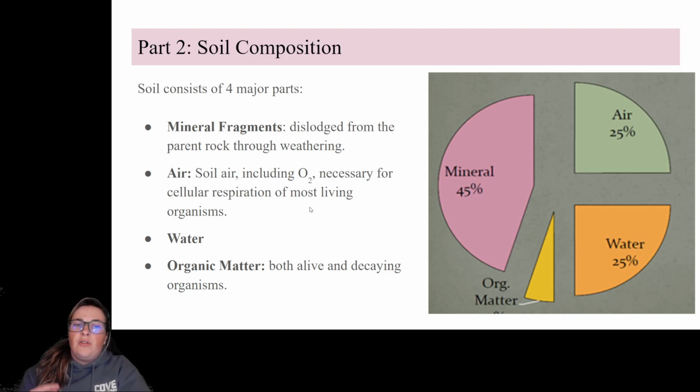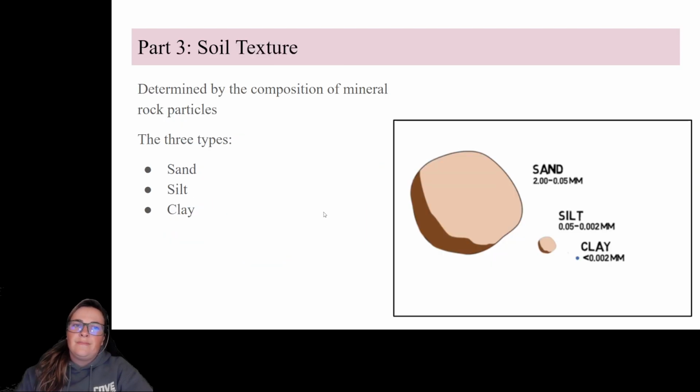So soil air, including oxygen, is necessary for cellular respiration of most living organisms. We don't always think about air being important in soil, but it absolutely is. Like the roots need to breathe. There needs to be an environment for microorganisms to flourish. They'll help the soil structure. They'll also fertilize the soil. So there's a lot going on there. About 25% of the soil composition ideally is water. And then there's also a small percentage of organic matter, which accounts for both alive and decaying organisms.